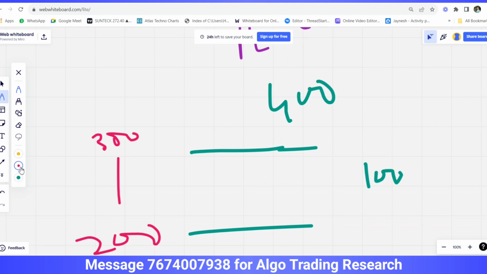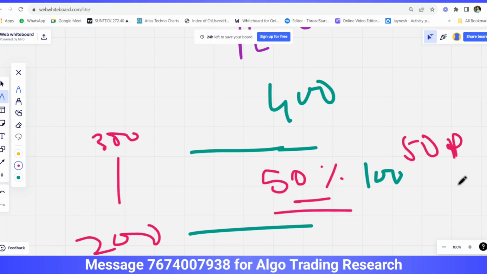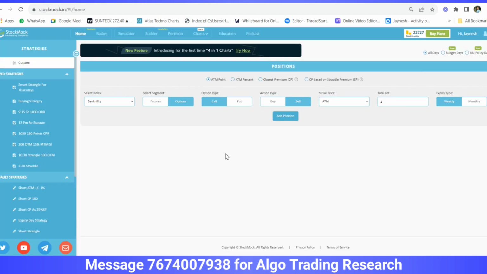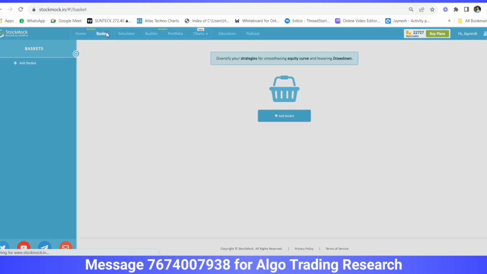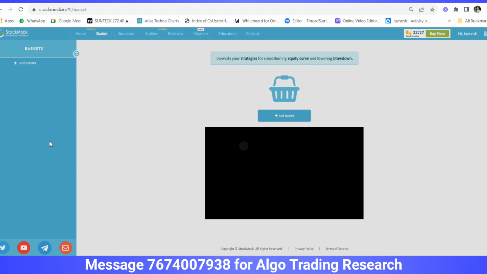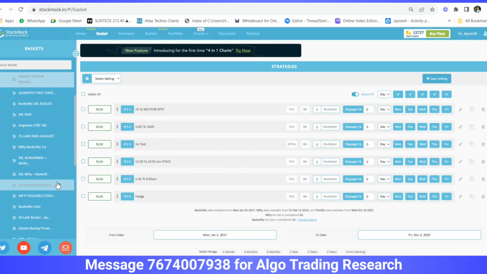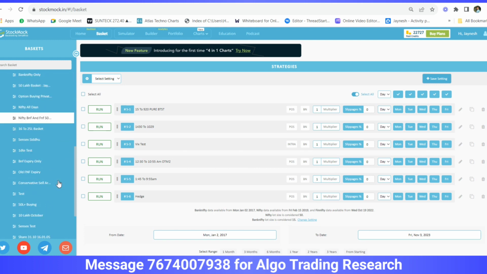Stop loss could be based on the range value as well. So if I keep 50% of the range, that means in this case our stop loss becomes 50 points. If the range is big, then the stop loss will be big. If the range is small, then the stop loss will be small. So let's go to Quantiply, let's go to Stockmock here and design a strategy based on this. So I'll just directly open one of the strategies.